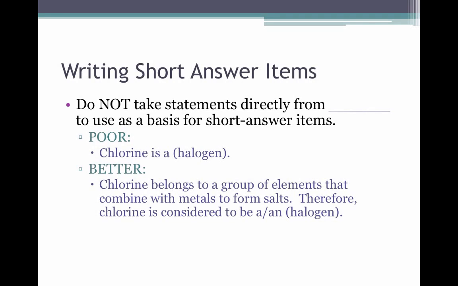Here's another related point. It says, do not take statements directly from textbooks to use as a basis for short answer items. So for example, to say "chlorine is a blank," again, that's too broad. Even though it may work as a meaningful sentence in the textbook, it doesn't translate well to the exam. So a better way to word that would be, as we see here in this example on the bottom of the page, chlorine belongs to a group of elements that combine with metals to form salts. Therefore, chlorine is considered to be a/an halogen. And so we get that we're looking for that specific answer there.